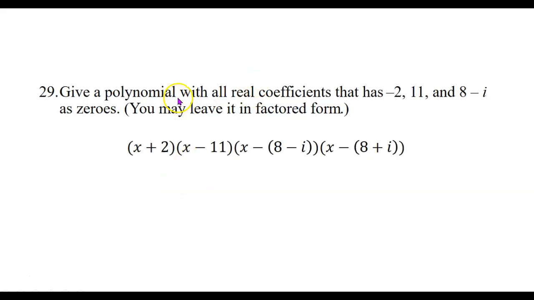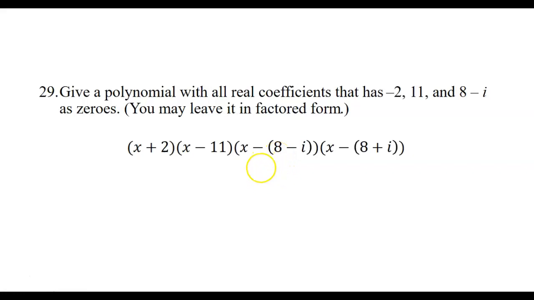Now, this is kind of the reverse of that. Give a polynomial with all real coefficients that has -2, 11, and 8 minus i as zeros in factored form. So if we want -2 to be a 0, x minus -2 or x plus 2 has to be a factor. For 11 to be a 0, x minus 11 has to be a factor. For 8 minus i, that number, which is a complex number, it's still a number, for that number to be a 0, x minus that number would have to be a factor.